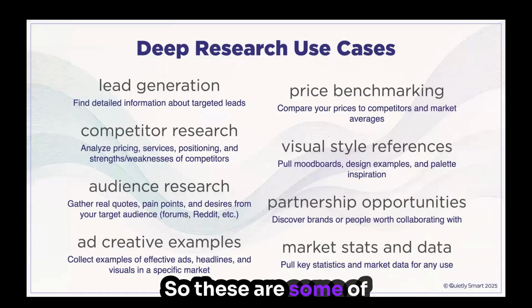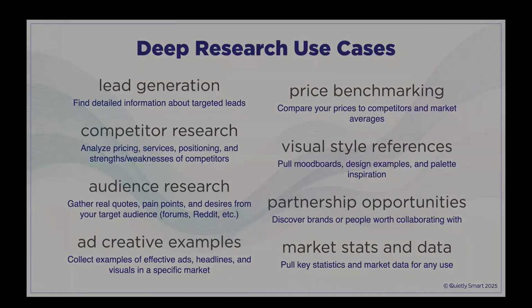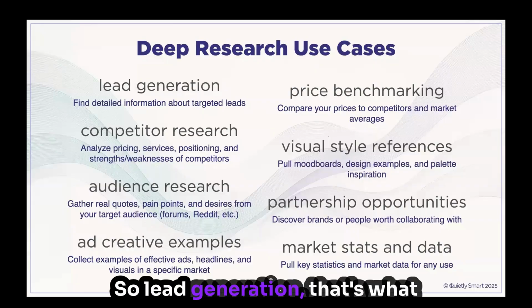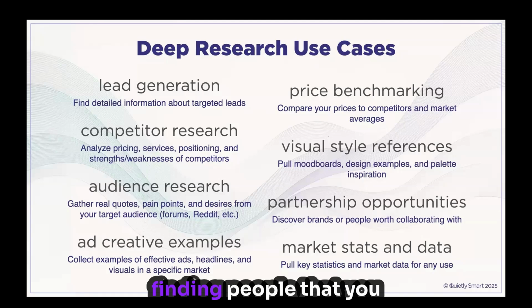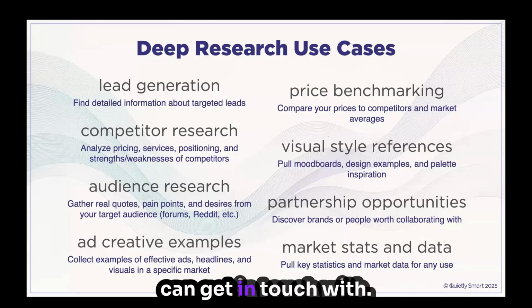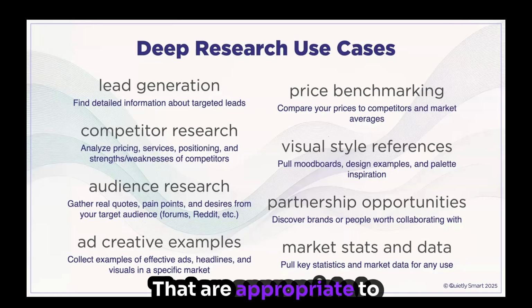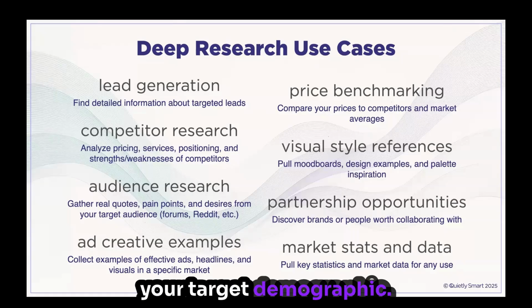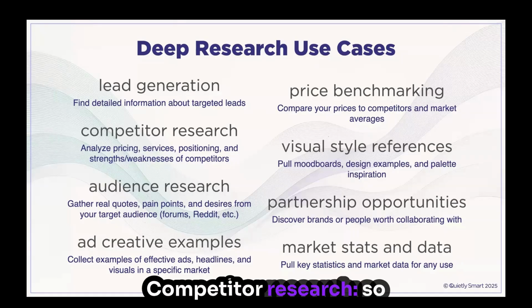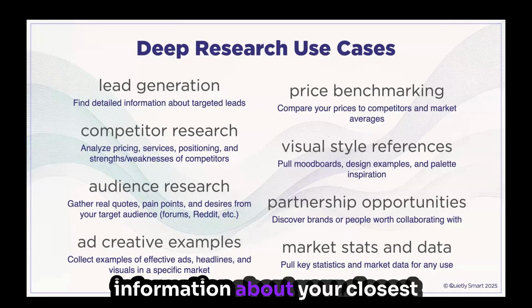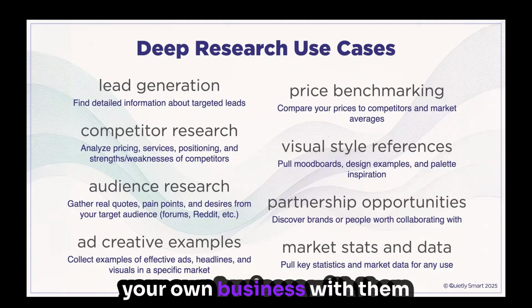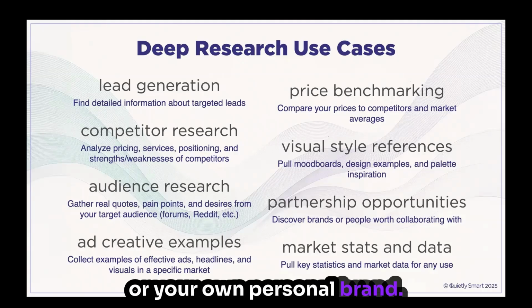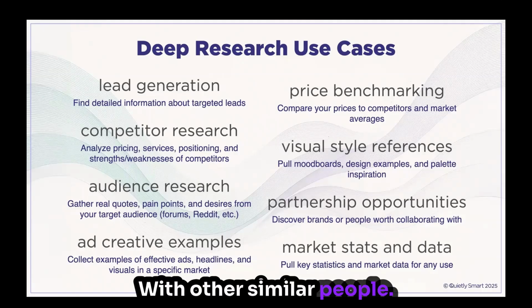Okay, so these are some of the things that you can use deep research for. So lead generation, that's what we're going to use it for today. That's just going out and finding people that you can get in touch with that are appropriate to your target demographic. Competitor research, so that's going out and finding information about your closest competitors so you can compare your own business with them or your own personal brand with other similar people.